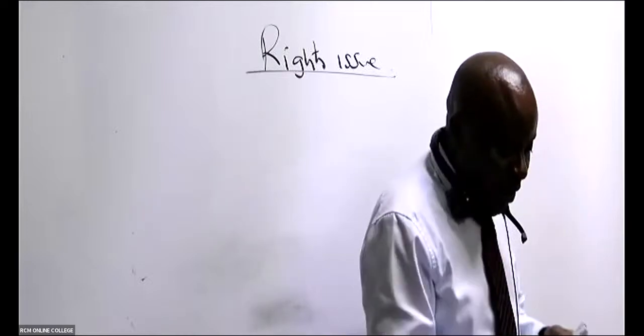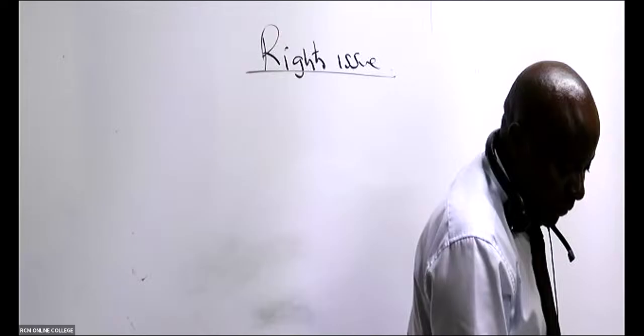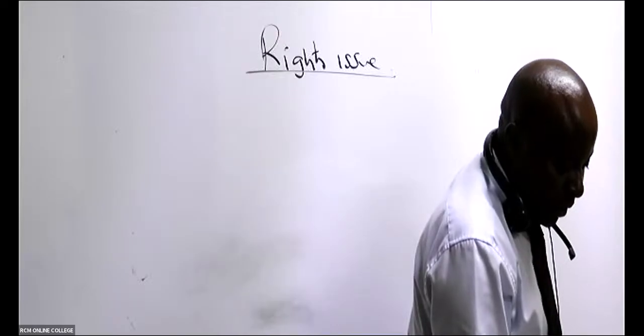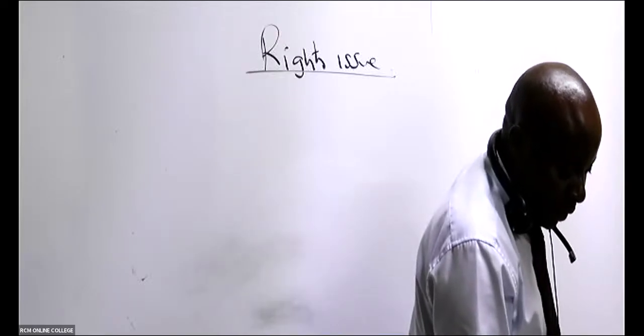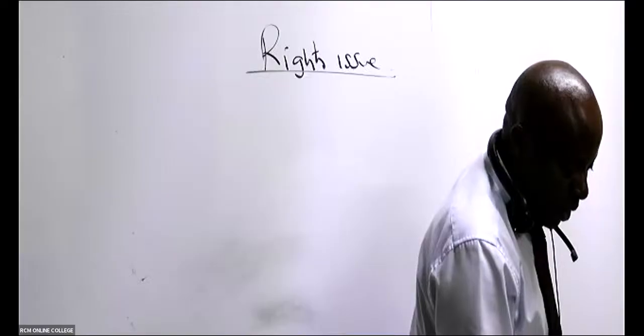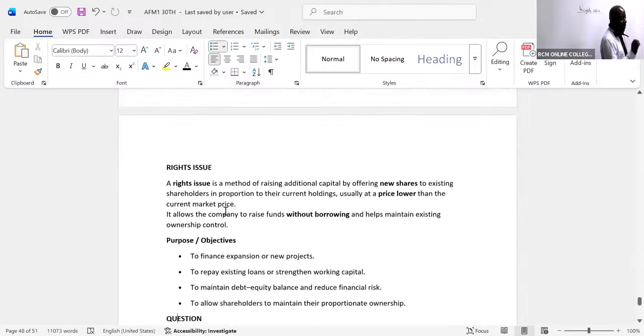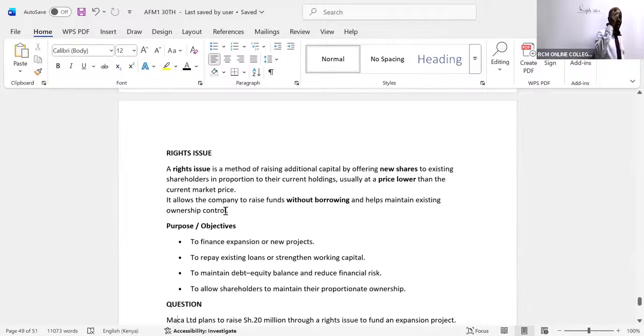So now we can continue, ladies and gentlemen. Remember, what do we have here? Rights issue. Everybody must have heard about rights issue. What's a rights issue? Shares being sold to existing shareholders at a discounted price. We have what we call a bonus issue. Here shares are being issued to existing shareholders, but for free. You're given shares for free.